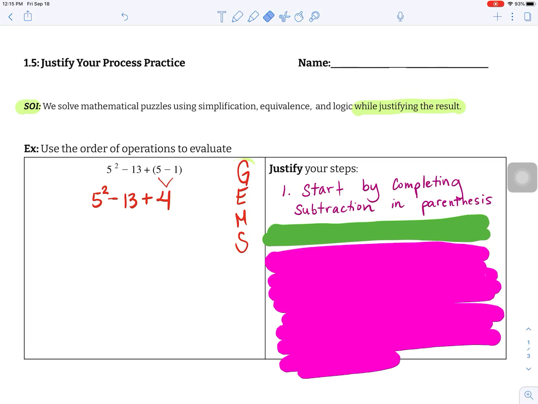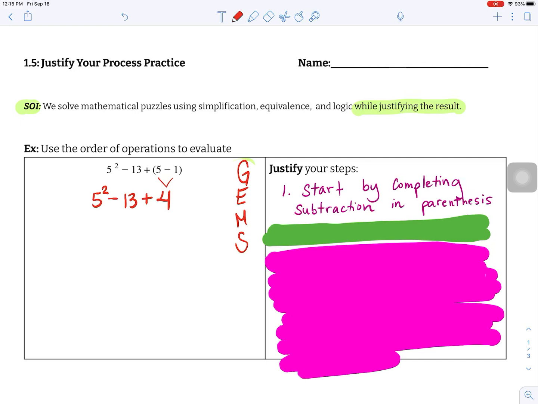So what I said, and I put mine in a numbered list. You don't have to number your list. You can write one big old paragraph. You can write a few sentences, whatever feels right to you. But I said, 1, start by completing subtraction in parentheses.